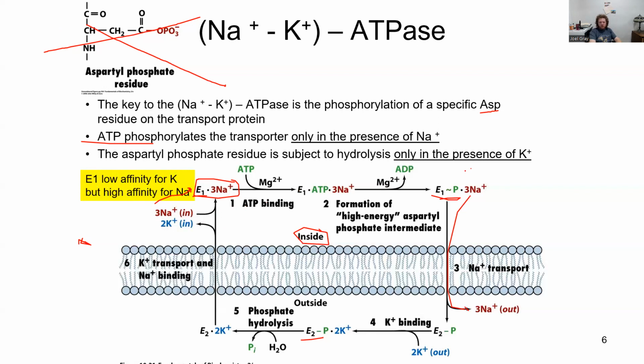This last item here is just illustrating the affinities that each of our proteins have. When sodium ions are present, now all of a sudden E1 wants to find ATP. E2 has a low affinity for sodium, but a very high affinity for potassium. So it's going to be able to select the potassium ions in the absence of the sodium ions.